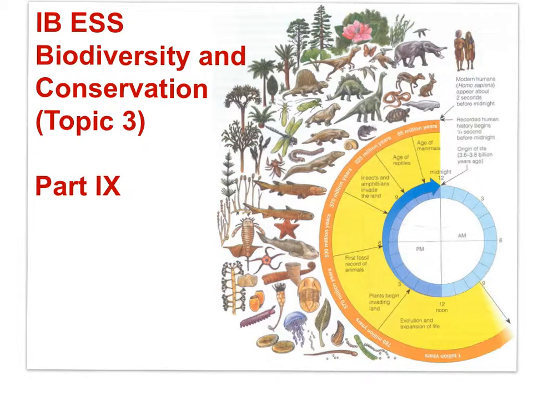IB ESS Biodiversity Conservation Part 9 analyzes two approaches towards conservation: the species-based approach as compared to the habitat-based approach. The essential ideas are the impact of losing biodiversity drives conservation efforts, and the variety of arguments given for the conservation of biodiversity will depend on environmental value systems, and there are various approaches to the conservation of biodiversity, each with associated strengths and weaknesses.